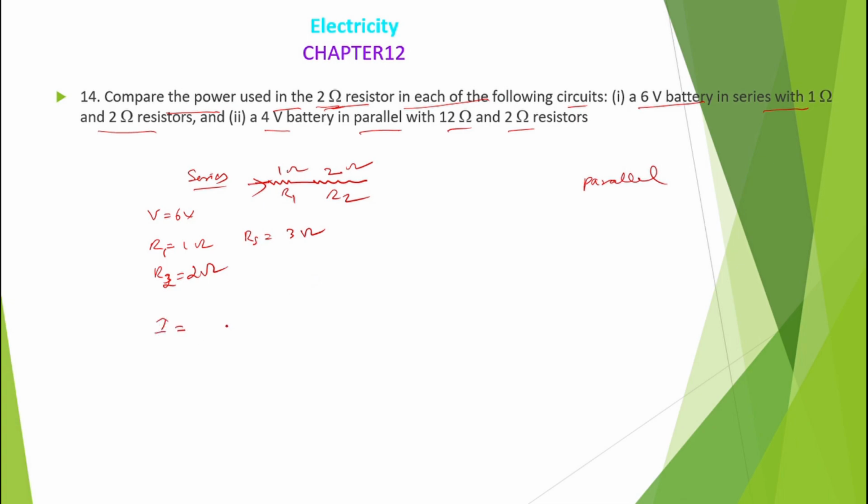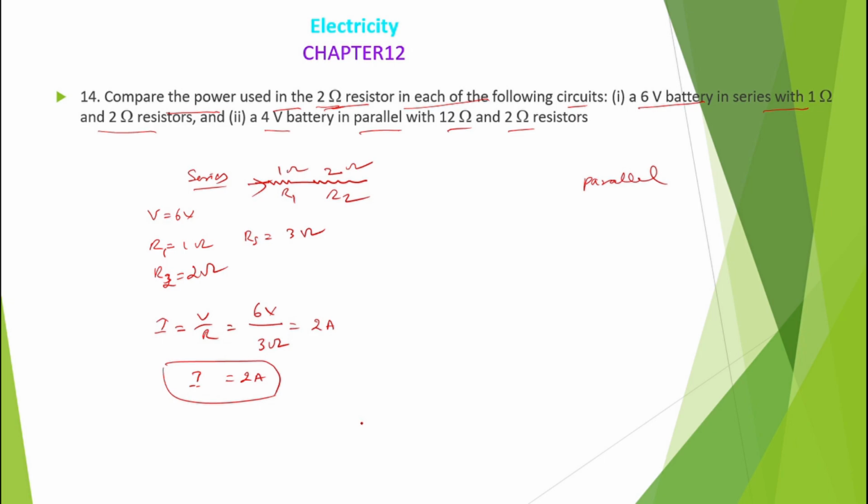I is equal to V by R. So V is given 6 volt divided by R, we got 3 ohm, is equal to 2 amp. So I is equal to 2 amp. Okay.